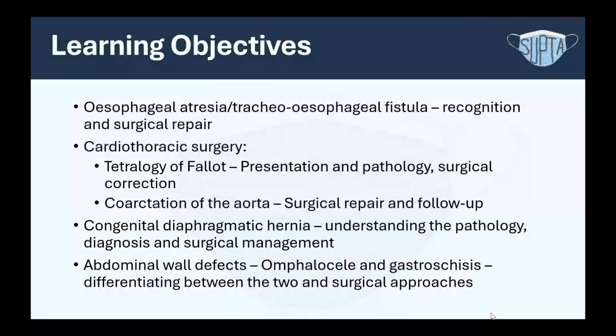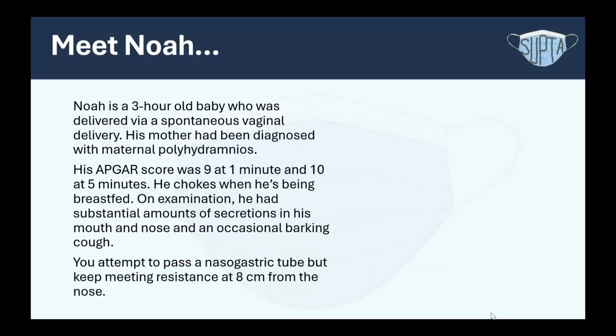You've just started your shift early and have just been given a patient for today, Noah. He is a 3-hour-old baby who was delivered via a spontaneous delivery. While his mother was pregnant, she was told that she had polyhydramnios. For anyone who may not be familiar with this, it just refers to excessive amniotic fluid within the amniotic sac.